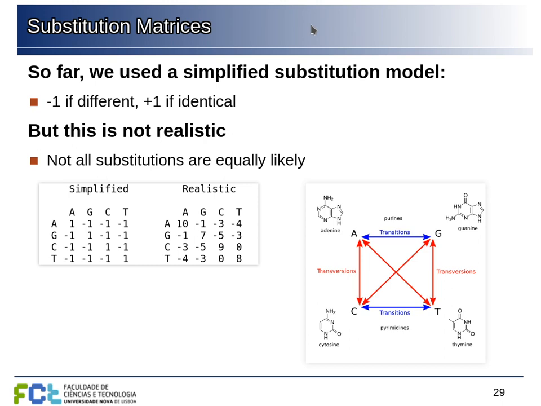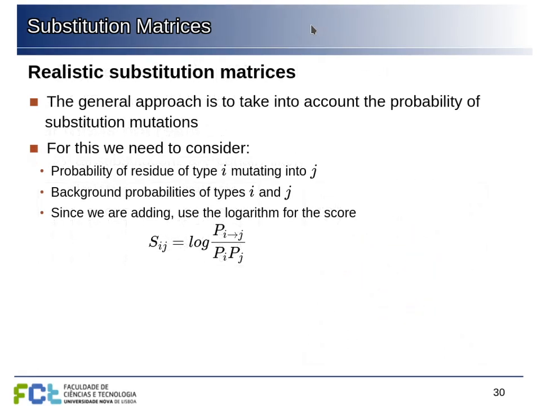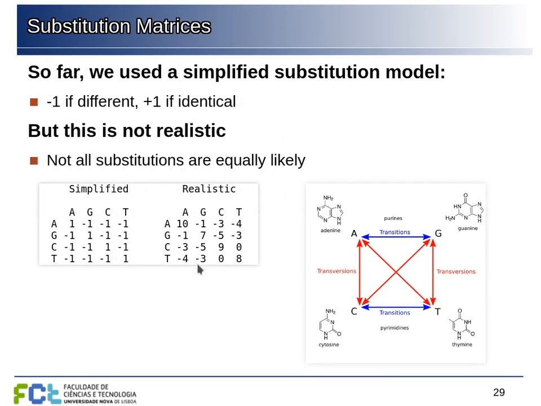So how are these matrices computed? The general approach is to consider what is the probability of substitutions occurring. So we can compute a matrix of this kind where these numbers reflect the probabilities of an A remaining an A during evolution or being substituted by G and so forth.